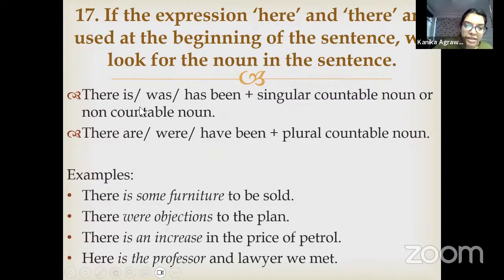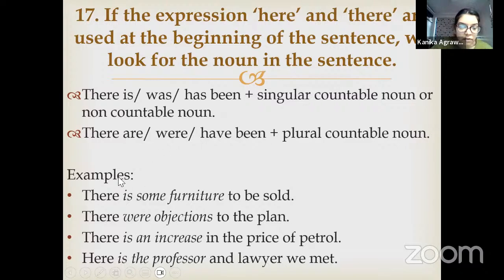Like if here it is, was, has, okay? If it is singular, the noun will also be in singular only. But if there are, if there is, are, were, have been, then you will use plural. If after there or here it is singular, then you will use singular noun. If it is are, were, have been, you will use plural noun.